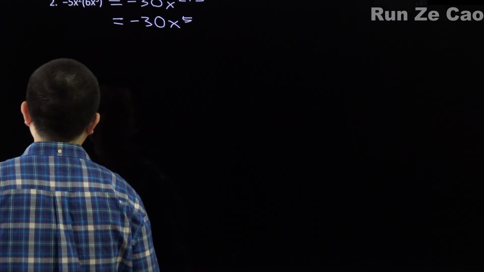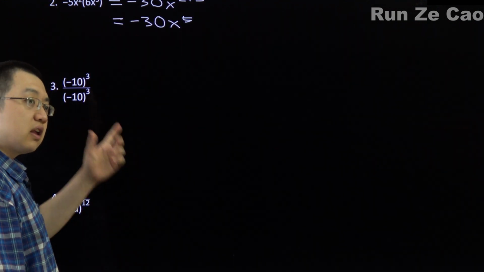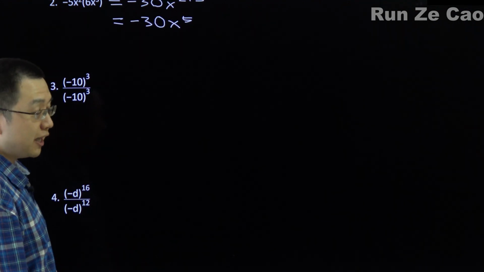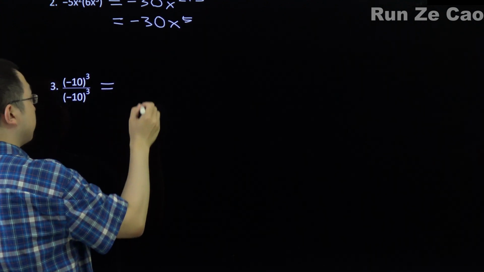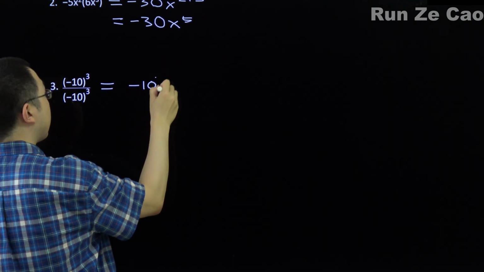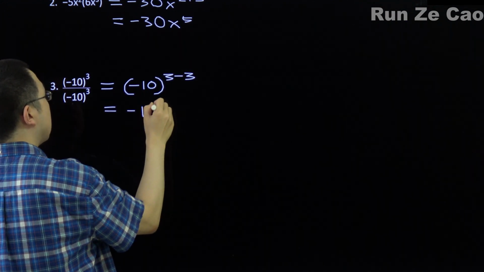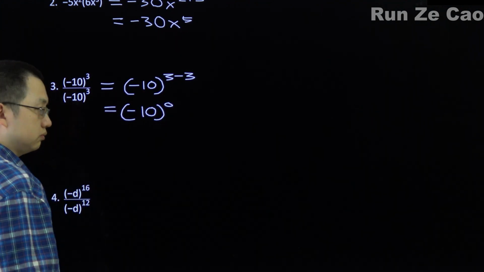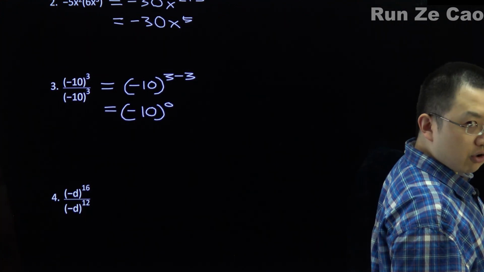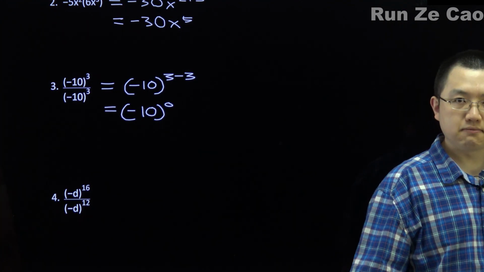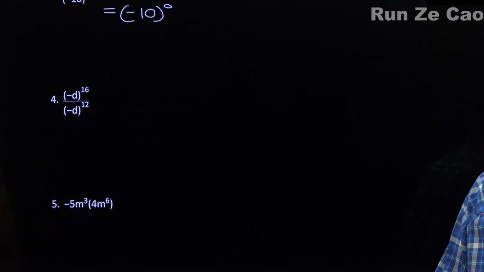Negative 10 to the 3rd over negative 10 to the 3rd. Well, anything divided by itself, except for 0, is going to be 1. But if we're expressing it using exponents, we have negative 10 to the power of 3 minus 3. So in other words, negative 10 to the 0th power. A number that's not 0 to the 0th power is equal to 1. This has implications, guys, which we'll discuss shortly.